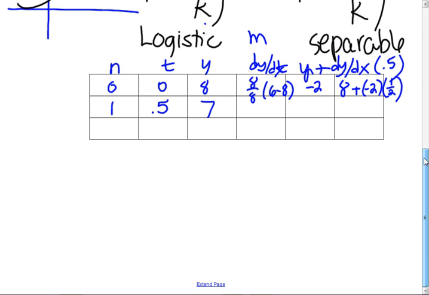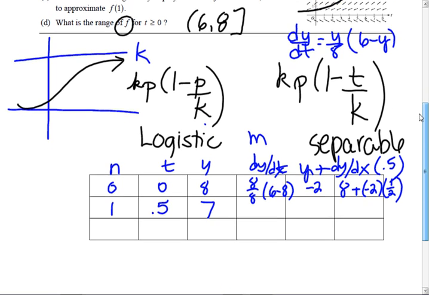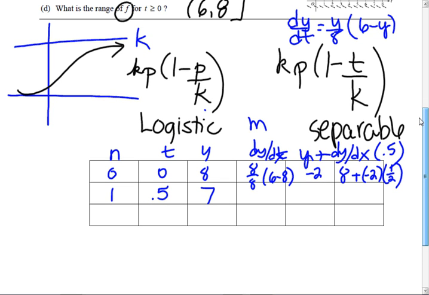Oh, I haven't finished it. Oh yeah, not finished. So now what's my slope? dy dt is y over 8, right? So it's 7 over 8, and then it's 6 minus 7. So what's that? Negative 7/8. Hope I did that right. Doesn't feel right, but okay.